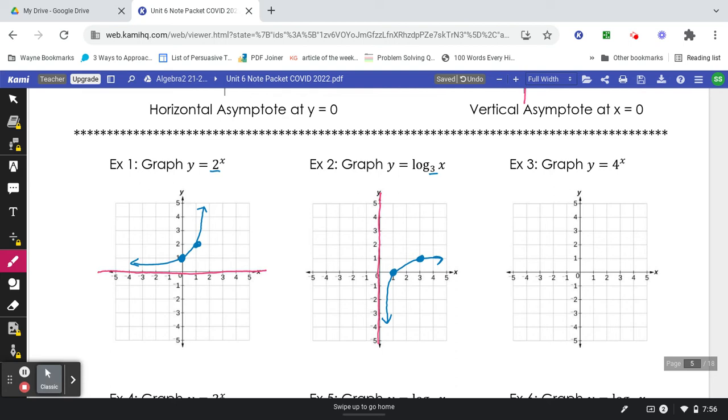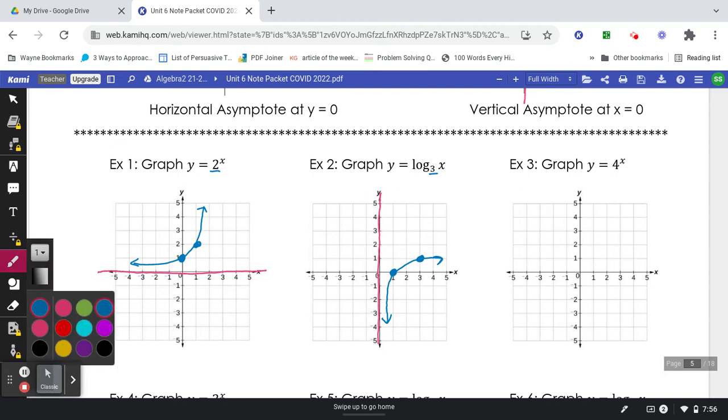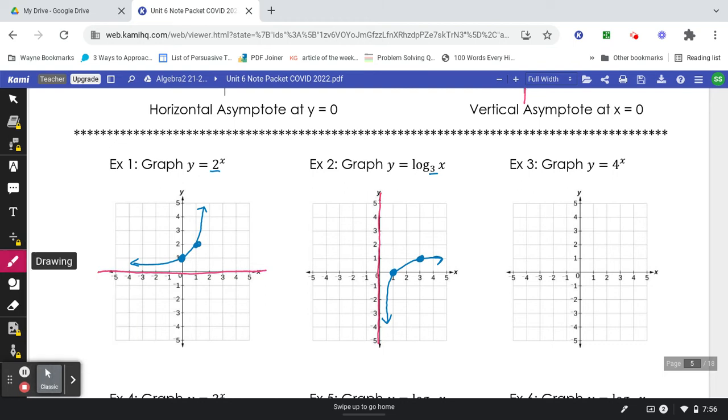If you feel confident with this, you can try the next couple on your own and then just fast forward the video. Otherwise, I'll spend some time going through the next ones.